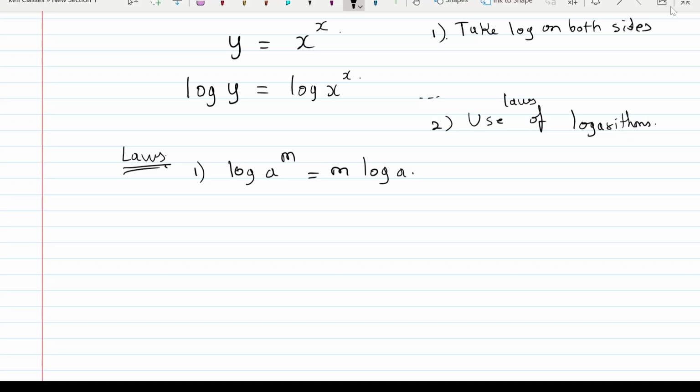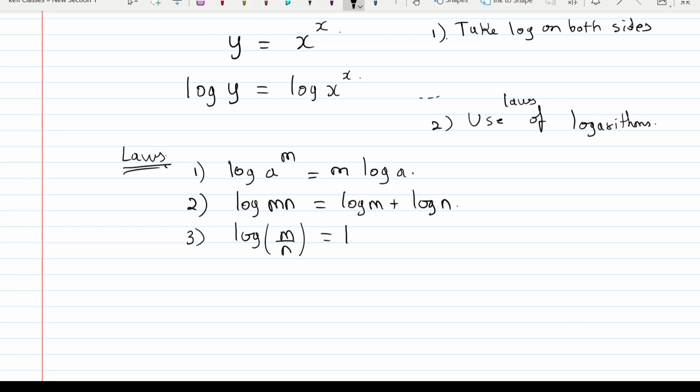Okay, log a raised to m is equal to m log a. Second one is log mn is equal to log m plus log n. The base remains the same, so I am not writing the base. The third one is log m upon n. This is like law of indices. So division becomes subtraction. Log m minus log n. Fourth one is log a to the base b is equal to log a to the base m upon log b to the base m.